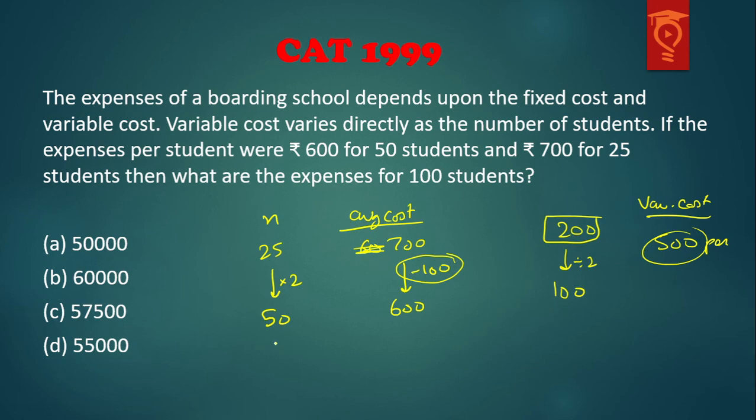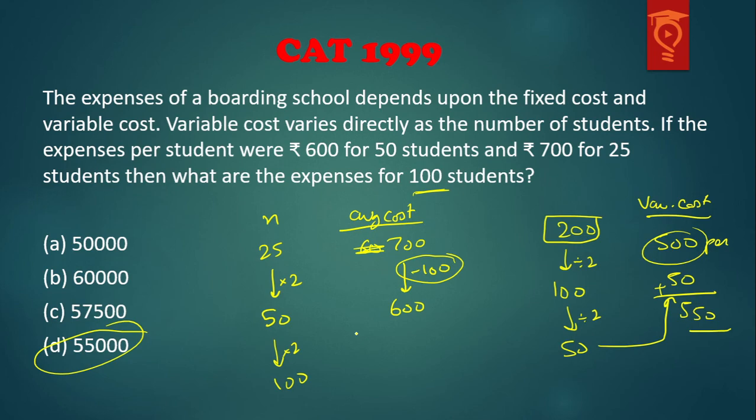So variable cost is 500 per person. Now when the number of students is further doubled, this will be further divided by 2 and that will be added to 500. So per person cost becomes 550 and there are 100 students, that makes 55,000.